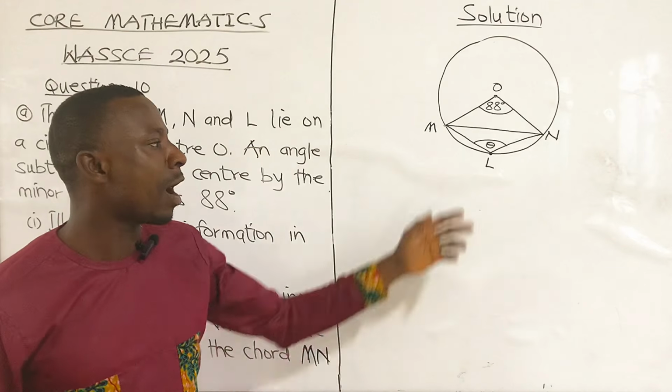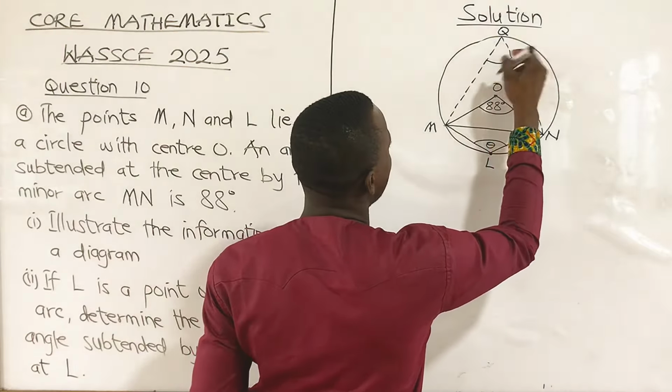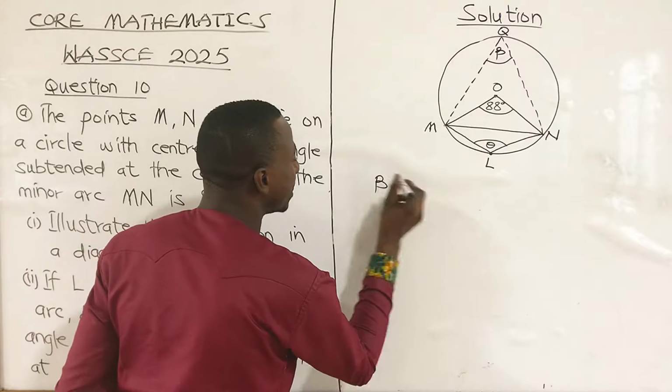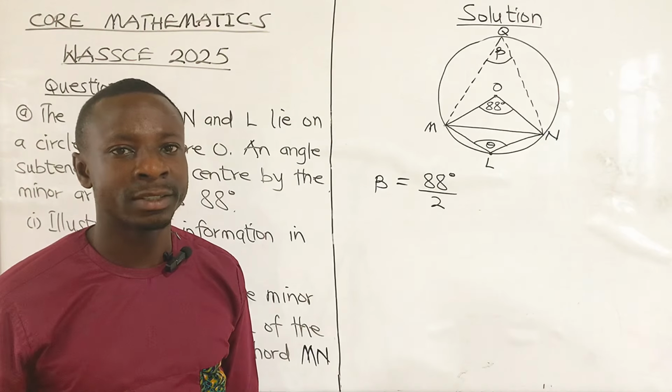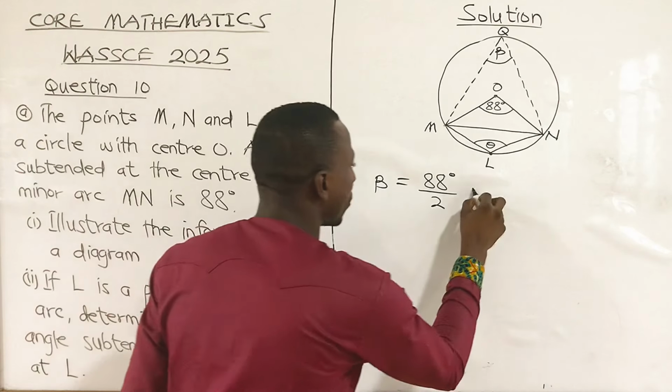Circle theorem. So first of all, I am going to introduce short dashes, and then another short dashes here. Yes, like this. Then here I'm going to name it Q. So I have M, Q, N, L, and then center O. Now the angle here, if I want to get the angle here, so let me make it beta. Then my beta is going to be 88 degrees over 2. And this is one theorem under circle theorem. So I'm going to get 44 degrees.